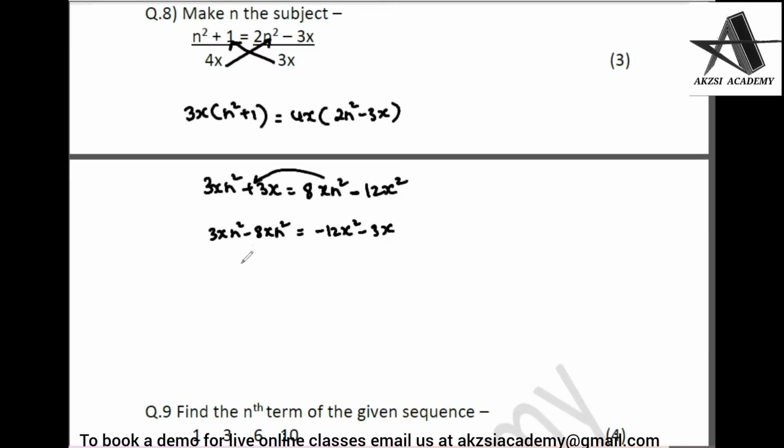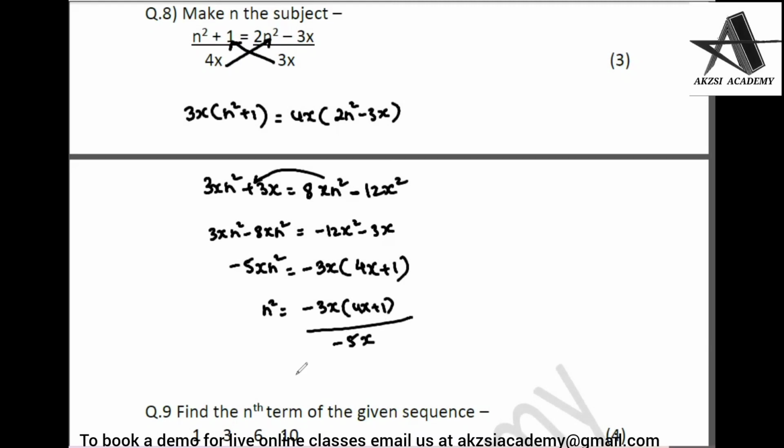3xn squared minus 8xn squared is minus 5xn squared. And from here you can take out minus 3x as common. You will get 4x plus 1. Now n squared is equal to, divide both sides by minus 5x, because minus 5x is the coefficient of n squared that you want to remove. This will be minus 3x times 4x plus 1 over minus 5x. So n squared is equal to 3 by 5 times 4x plus 1.